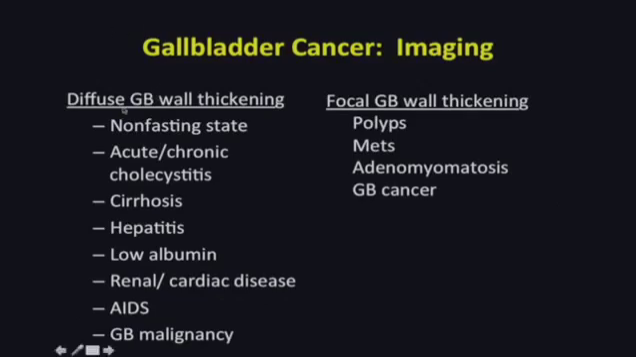Here's a list of differential diagnoses for diffuse gallbladder wall thickening, including non-fasting state, acute and chronic cholecystitis, liver disease, low albumin, renal cardiac disease, ACE, and gallbladder malignancy. And here's the list for differential diagnosis of focal gallbladder wall thickening, including cancer, polyps, metastasis, and adenomyomatosis.